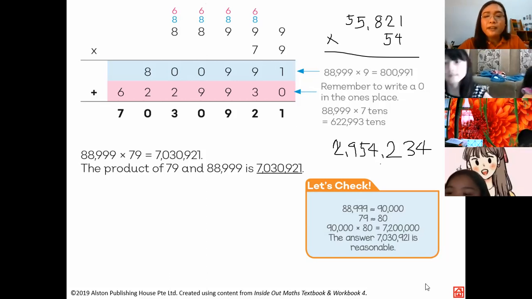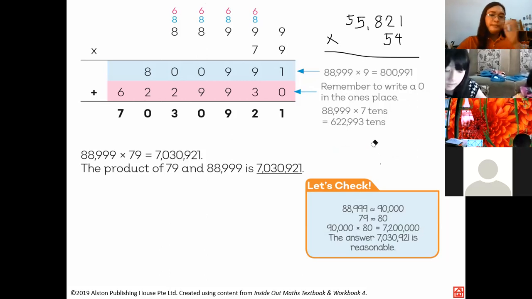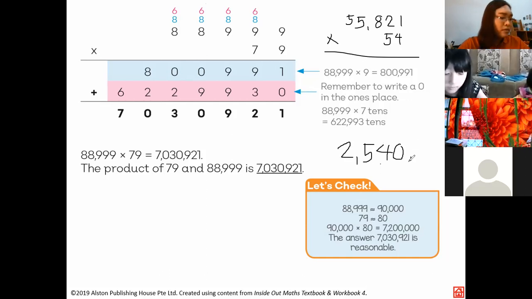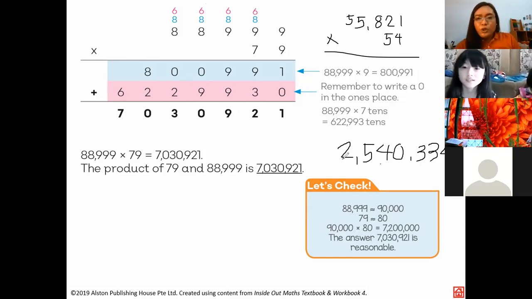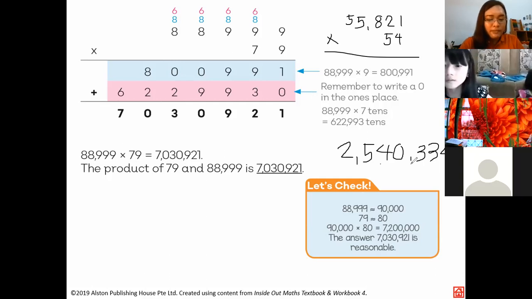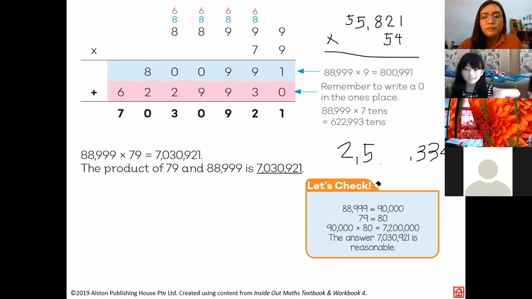Okay, Alpha. This one is wrong. 2,540,334. Are you sure? Oh, 2,514,334. Wrong.